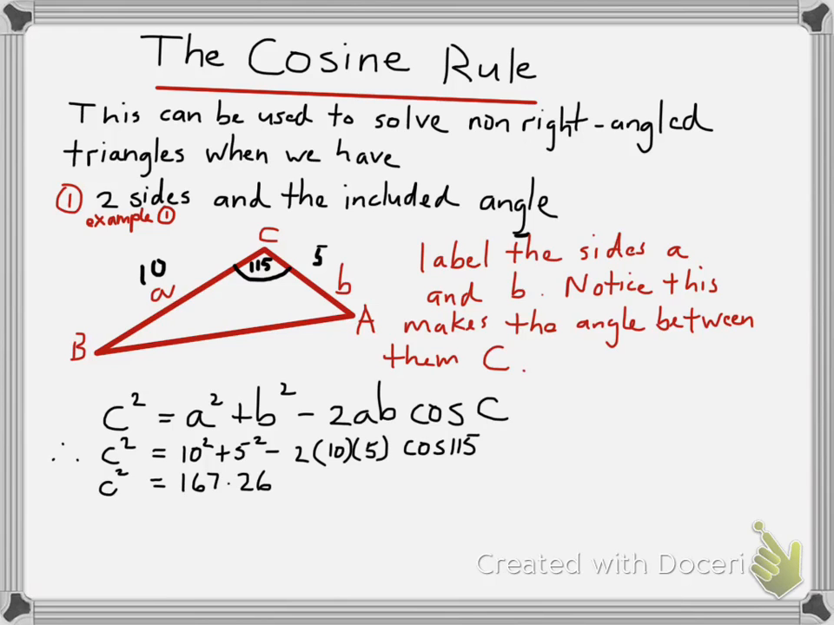When we calculate this, we've got to be careful to remember that the right-hand side of what we've done so far needs to be square rooted, because we've got c squared is 167.26. Taking the square root, we get c equals 12.93.